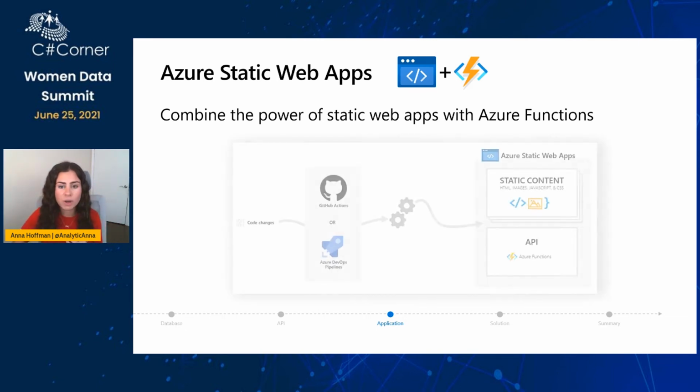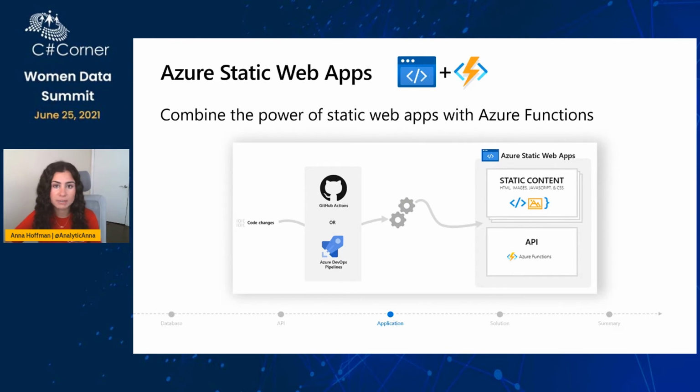And what that means is we can take in our code changes with GitHub Actions or Azure DevOps, it's supported in both. I'm only using GitHub Actions today. You can make it so that your static content, so your web page, is deployed at the same time your API or APIs using Azure Functions are deployed.